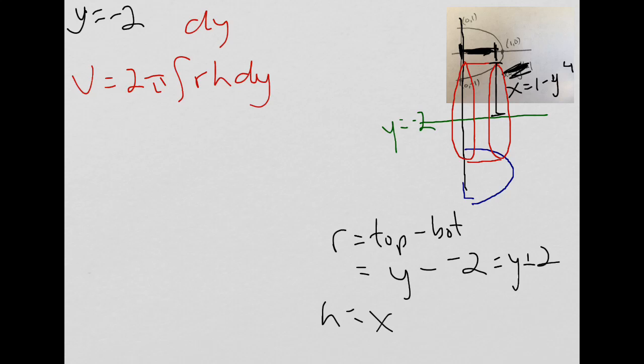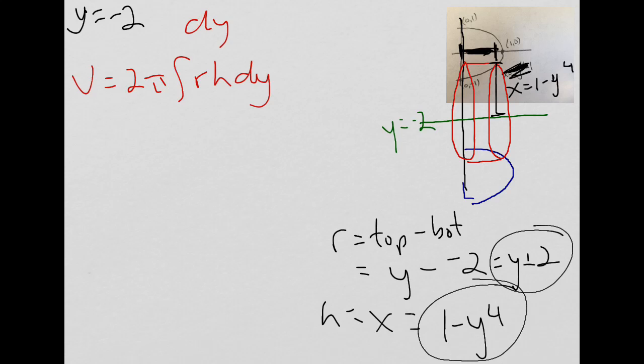But remember, I'm working in dy, so I want to have these two things in terms of y. So I use this relation right here, that x is equal to 1 minus y to the fourth for this parabola-y looking thing. So I get a height equal to 1 minus y to the fourth. So I'm going to plug these in for r and h. I get 2 pi integral, radius is y plus 2, height is 1 minus y to the 4th.